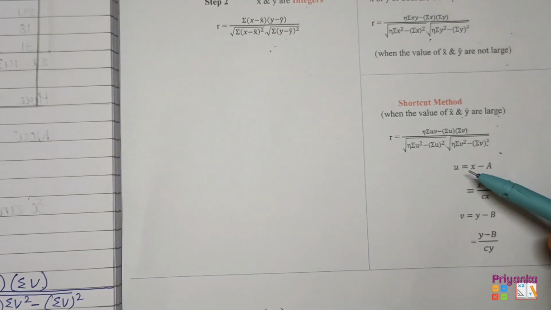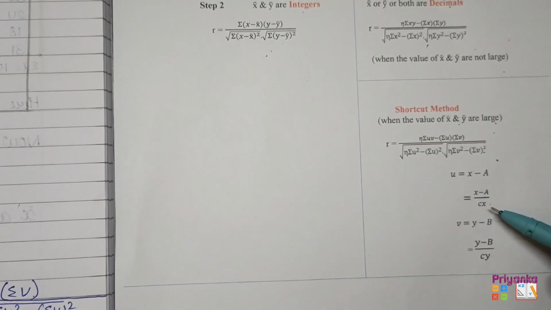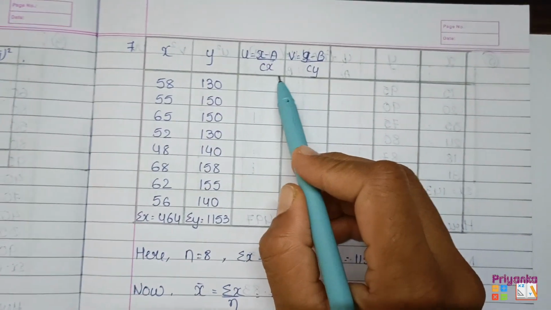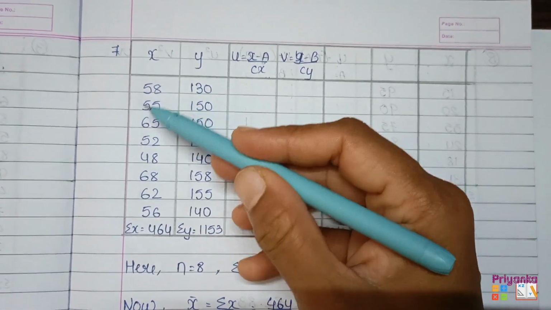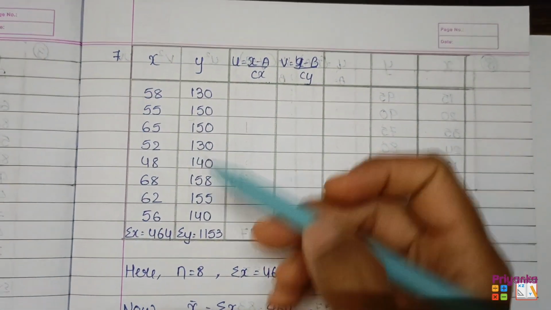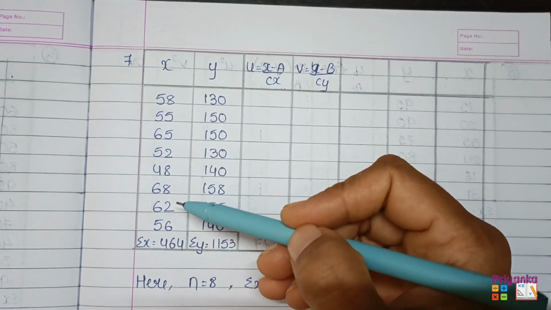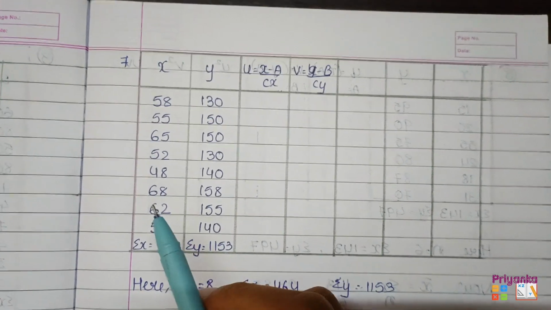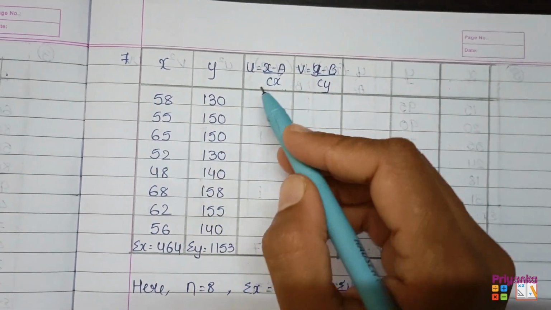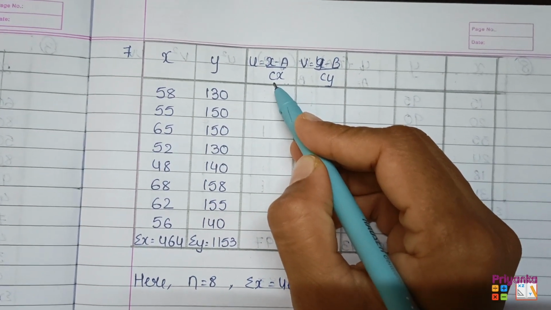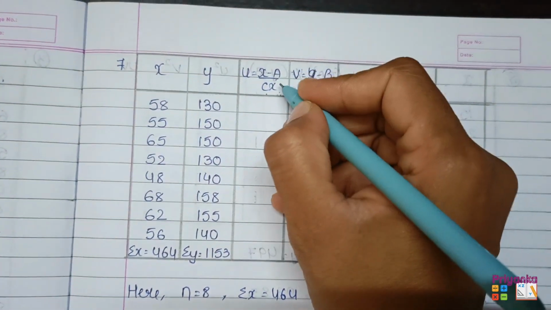So now here we are going to introduce u with the formula x minus a upon cx. Now this cx has to be used when any number is going to be multiplied in common. If we check the numbers here, there is no single number common in the table. If there were, we would write that particular number, but here nothing like that is given, so we will assume cx as 1.